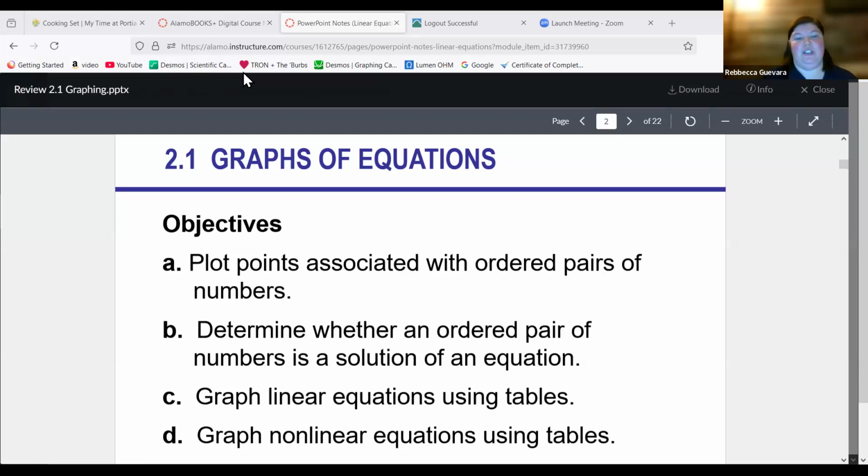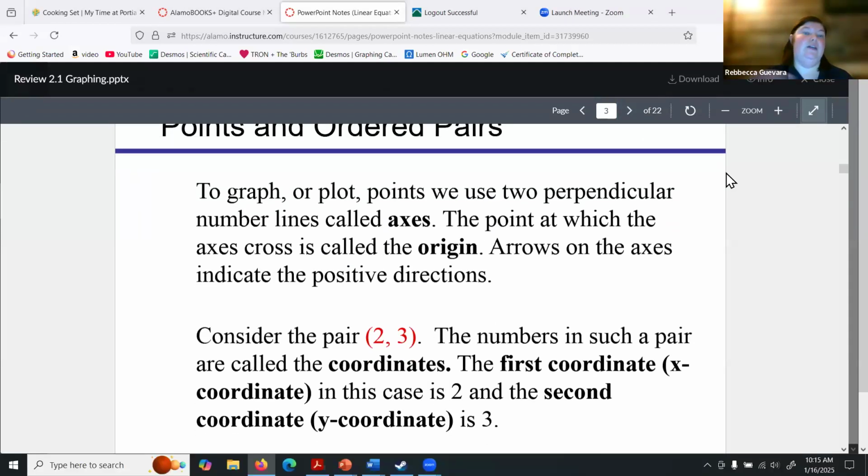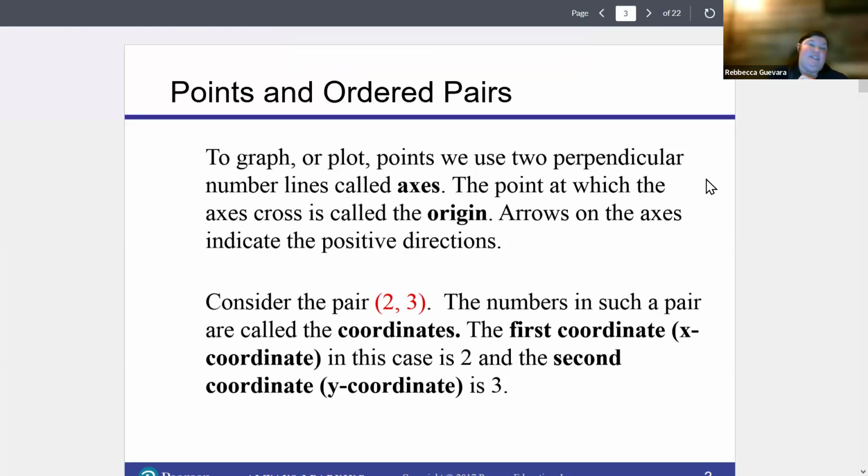So we're going to talk about just basics of some graphs. A lot of this is probably going to be a review for most of you. Just want to go through this terminology and basics of graphing. So points in ordered pairs. To graph or plot points, we use two perpendicular lines that we call our axes, and that is representing what we call our number plane.